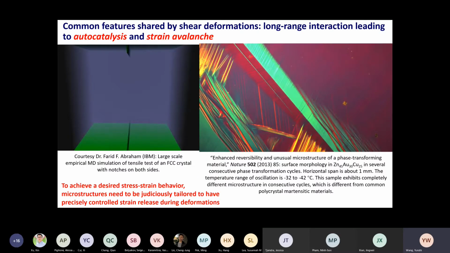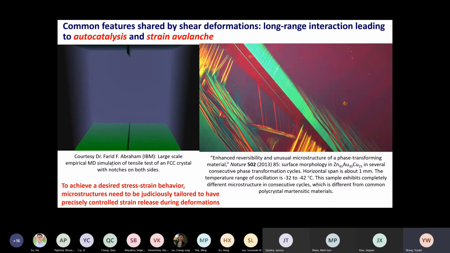I want to show you that the plastic strain carrier can be either dislocations, or a structure transformation, or a deformation twinning. Here I'm going to show you two animations. The first one is about dislocation plasticity. The second one is about martensitic transformation. So let's see the first one.